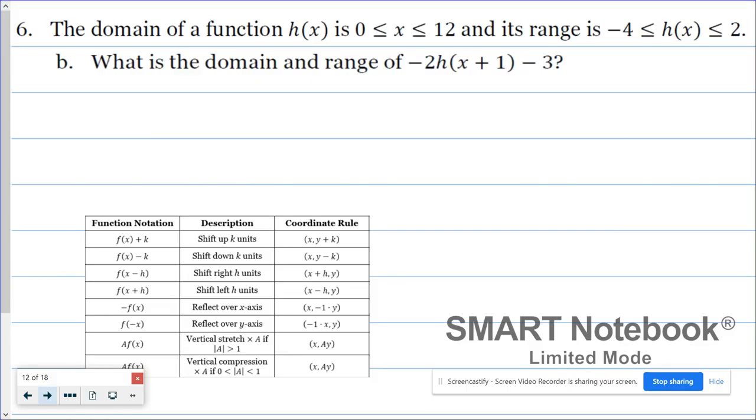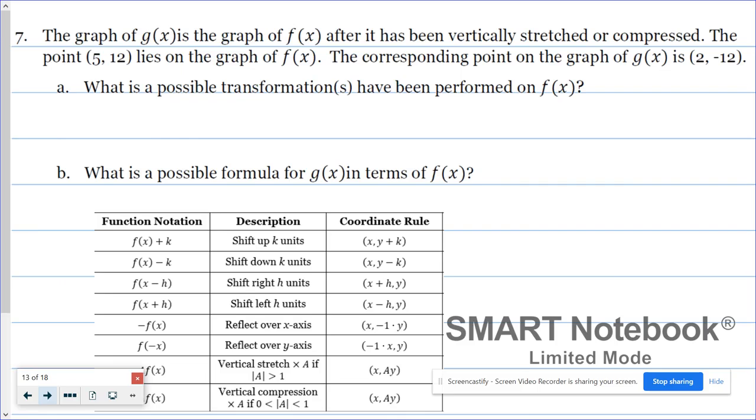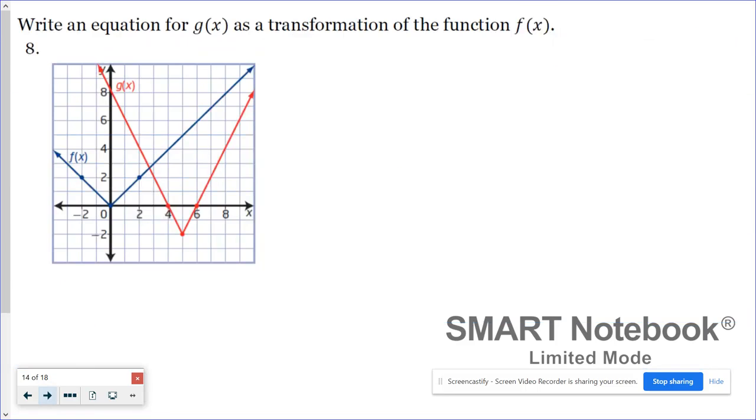So let's actually move on to a different kind of problem. How about one of these, right? The best way of tackling such a problem is to describe the transformation first, and then write the equation.